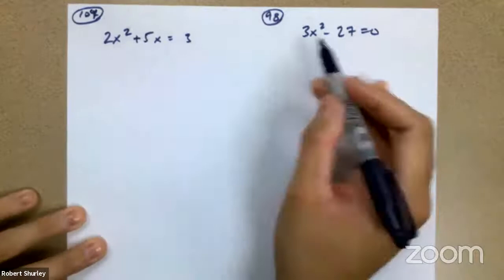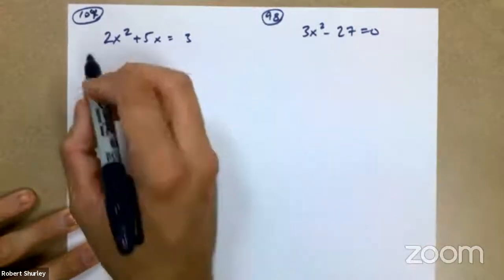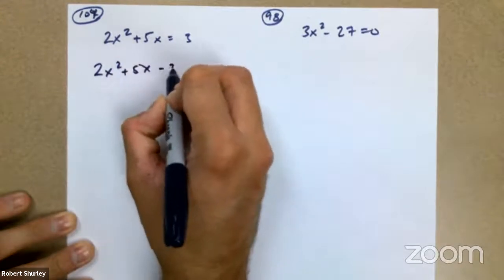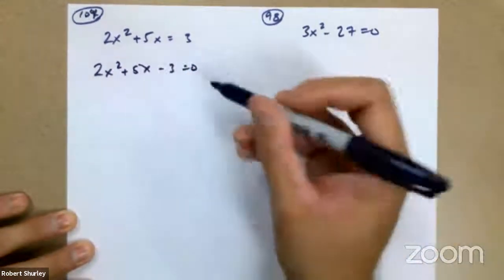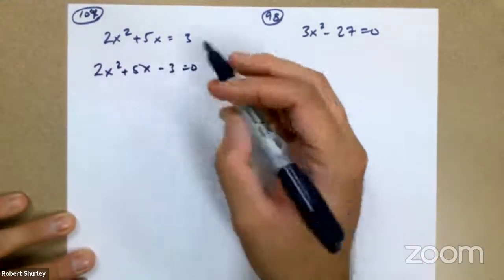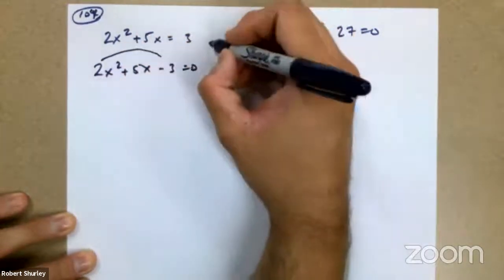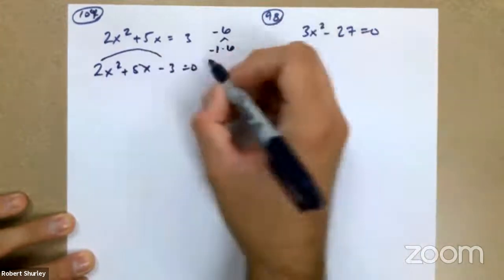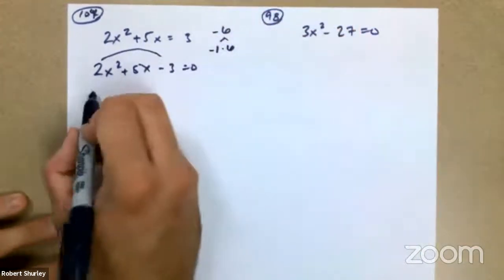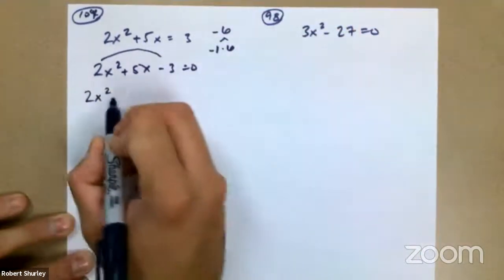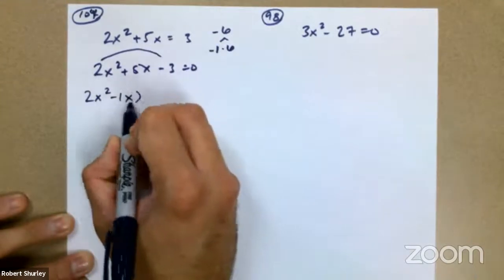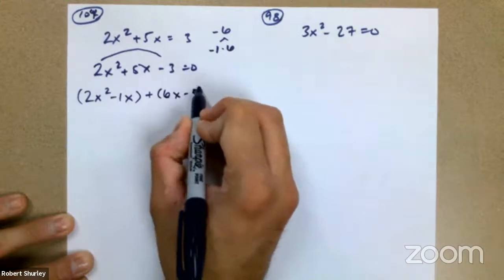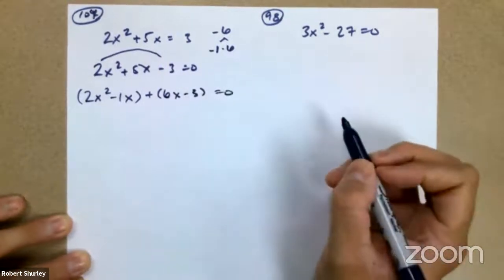Okay, keep working on it. I'm going to work on this first one and then get to that second one. 2x squared plus 5x minus 3, right? Minus 3, not plus 3. And I'm going to do the same thing. Negative 1 and positive 6, right? Very similar to the last one. So we get 2x squared minus 1x, I'm going to group that together, plus 6x minus 3 equals 0.